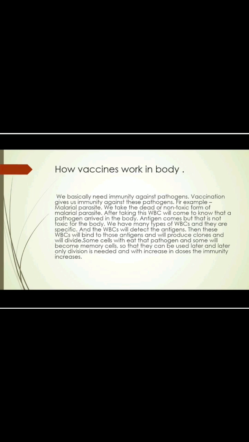We have many WBCs and they are specific, and they are formed till some months after birth and stop later on. The WBC will detect the antigens. Then these WBCs will bind to those antigens and will produce clones and they'll divide. Some cells will eat that pathogen and some will become memory cells so that memory need not be created later on and only division may be required. And with increase in doses, the immunity increases.